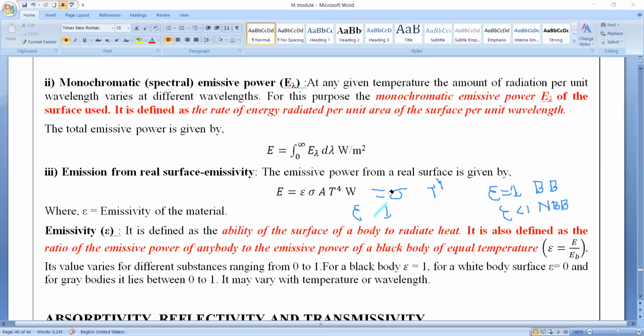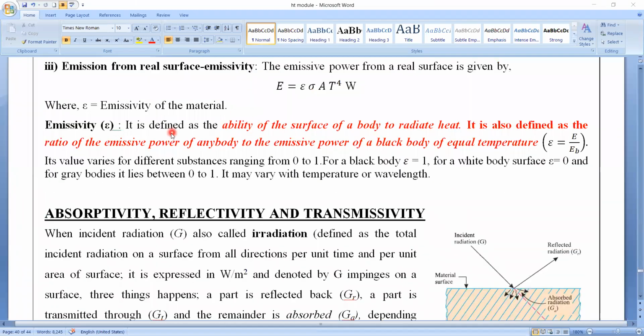Now the next important part of today's discussion is emissivity. Let's define the emissivity. Listen carefully. The emissivity is defined as the ability of a surface or body to radiate heat. It is also defined as the ratio of the emissive power of any body to the emissive power of a black body at equal temperature. I hope we have done the experiment on emissivity measurement apparatus in the heat transfer lab, and we have also calculated the emissivity of a non-black surface or gray body.